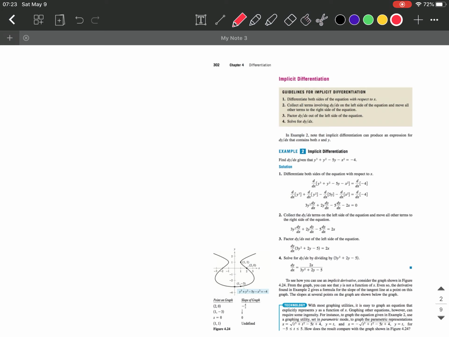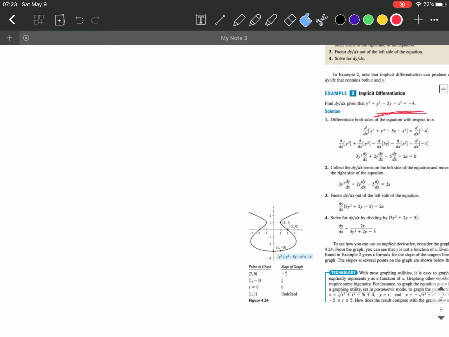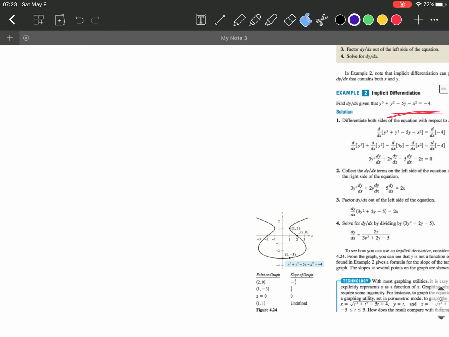Example 2 is different because it's an equation now. So now they actually want you to do the exact same thing we just did, but they want you to find dy/dx by using regular algebra rules. Find dy/dx given that equation. So let's go one by one.